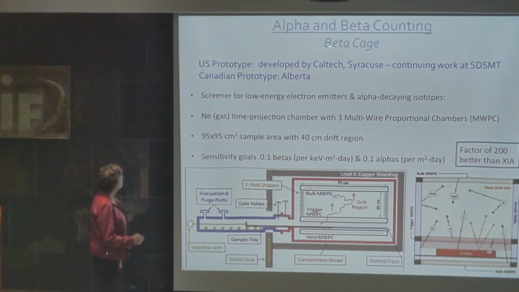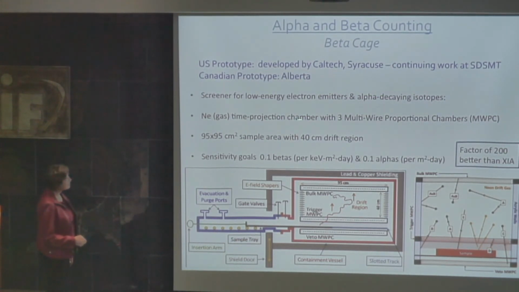There's something called a beta cage. There are two of these, actually. There's a U.S. prototype, which was developed by Caltech and Syracuse, but now is continuing in South Dakota, and a Canadian prototype at Alberta. It's a screener for low-energy beta emitters, basically, but it also does a good job for alphas. It's a neon gas time projection chamber, basically, and it has multi-wire proportional chambers, and this is a better picture.